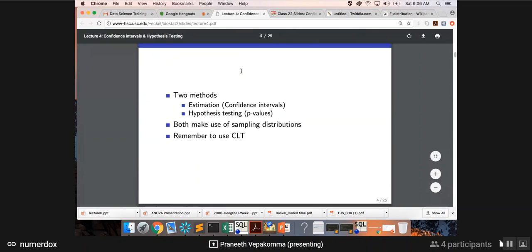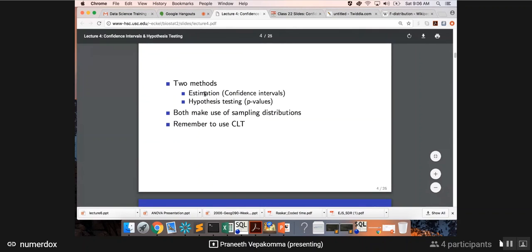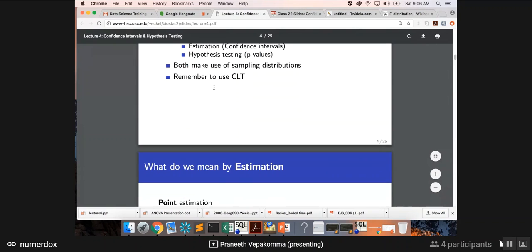Now this is useful in both confidence intervals and hypothesis testing. I said they are two sides of the same coin in some ways. That's why we mentioned both together in the agenda.